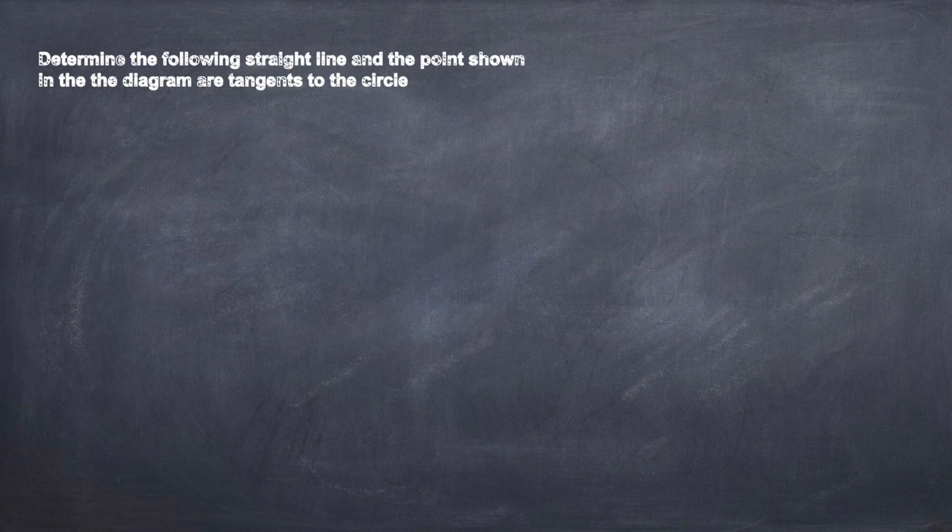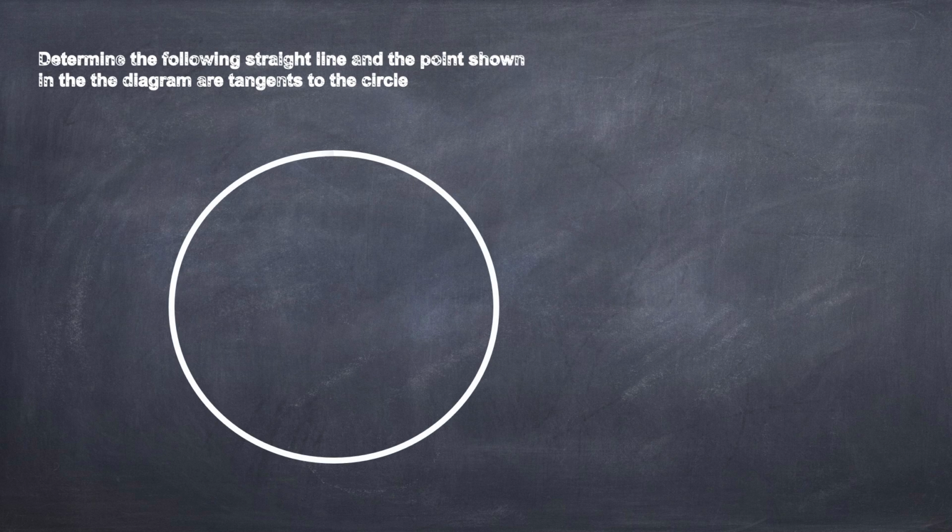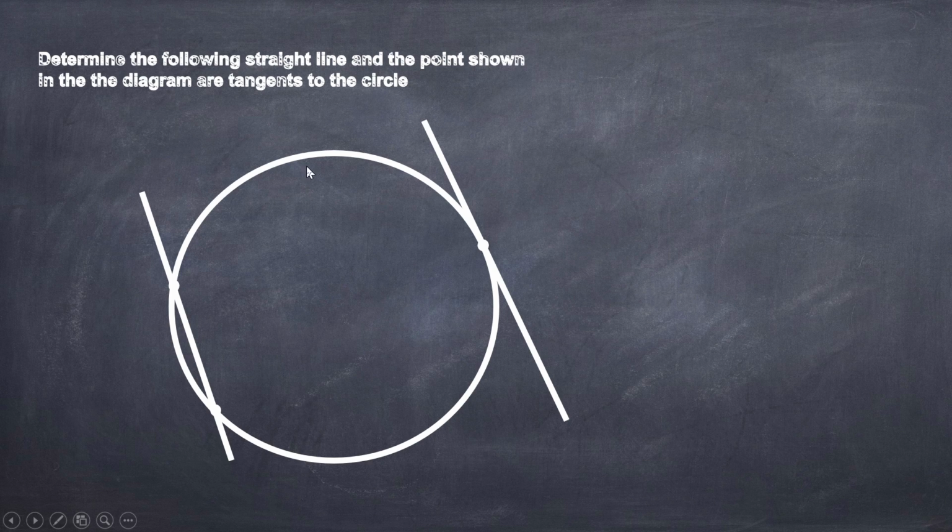Determine which of the following straight lines in the diagram are tangents to the circle. As you can see, there are only two straight lines in this diagram. This line is the tangent because only one point touches the circle. Okay, next.